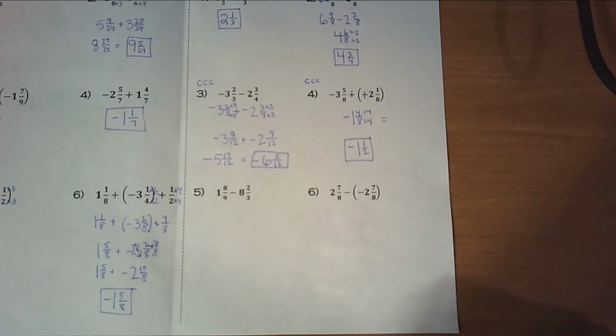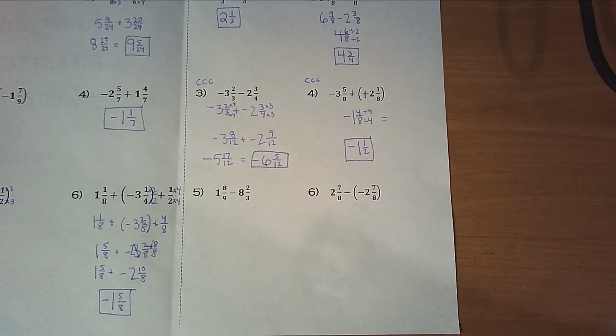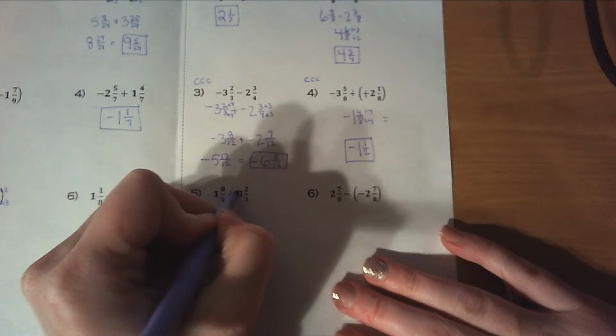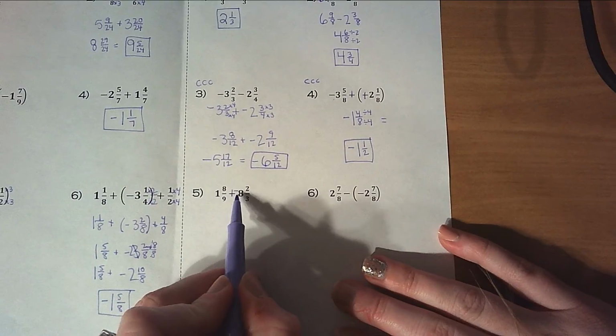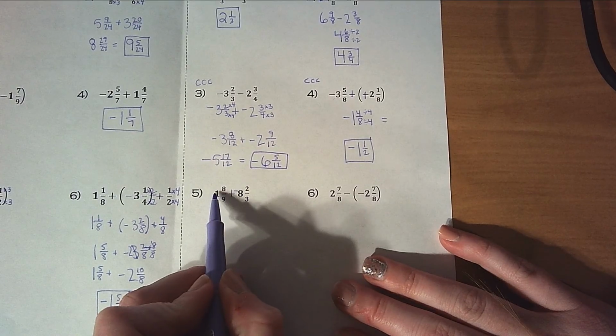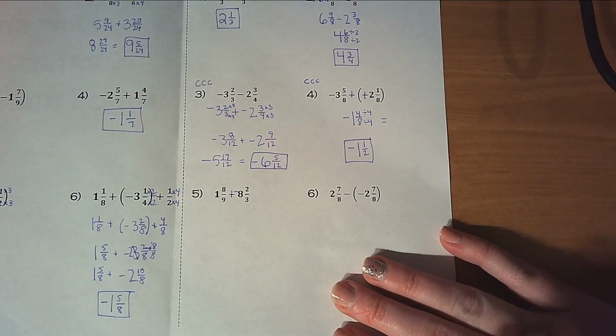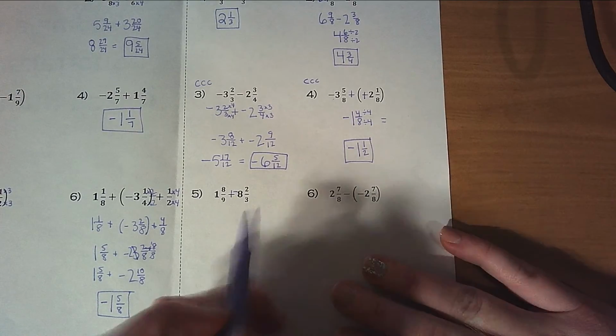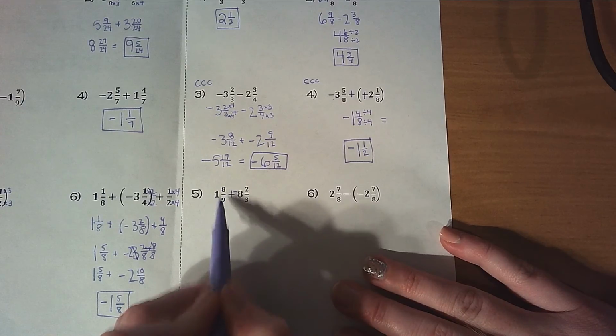Alright, on these last two examples, hopefully you're just checking your work. On this first one, you should have recognized that we need to use copy, change, change. And so if I copy, change, change, I've got two different signs. I've got a positive and a negative. And so what I have to do here is subtract. So I'm going to be doing 8 2/3 minus 1 8/9.